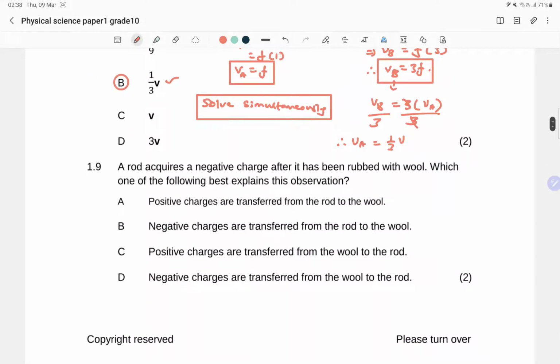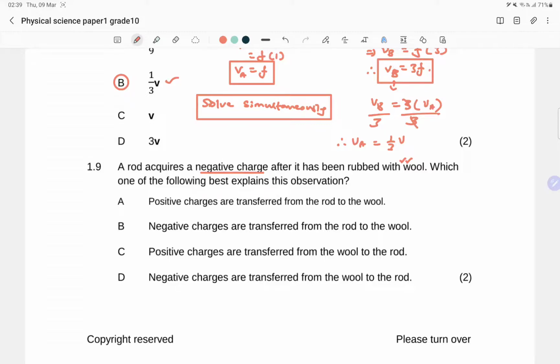Okay, 1.9 says, a rod acquires a negative charge after it has been rubbed with wool. We did this a lot of times at school. Which one of the following best explains this observation? Positive charges are transferred from the rod to the wool.